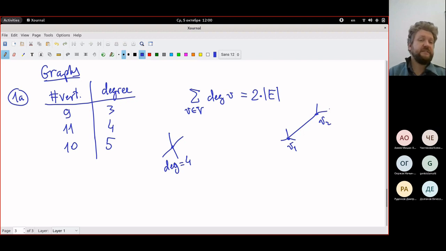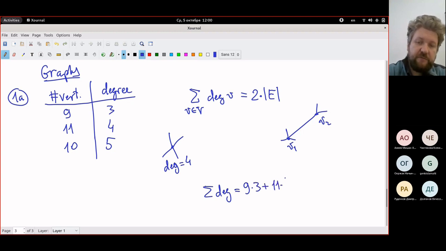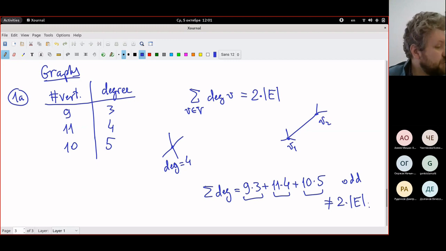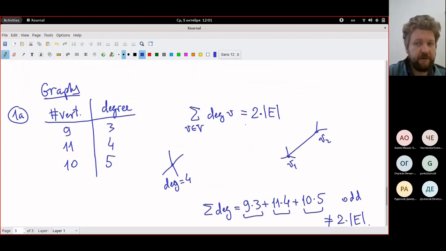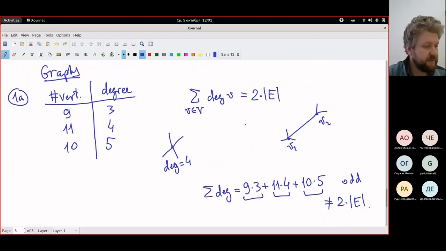And now in 1a, what is the sum of the degrees? Well, here the sum is 9 multiplied by 3 plus 11 multiplied by 4 plus 10 multiplied by 5. Could it be 2 multiplied by the number of edges? No, because it's odd. These two are even, so this is odd. And therefore it could not be 2 multiplied by the number of edges. This is called the handshake lemma. So 1b and 1c are for your home thinking. Okay, clear? Understandable, right? No, nothing specific.